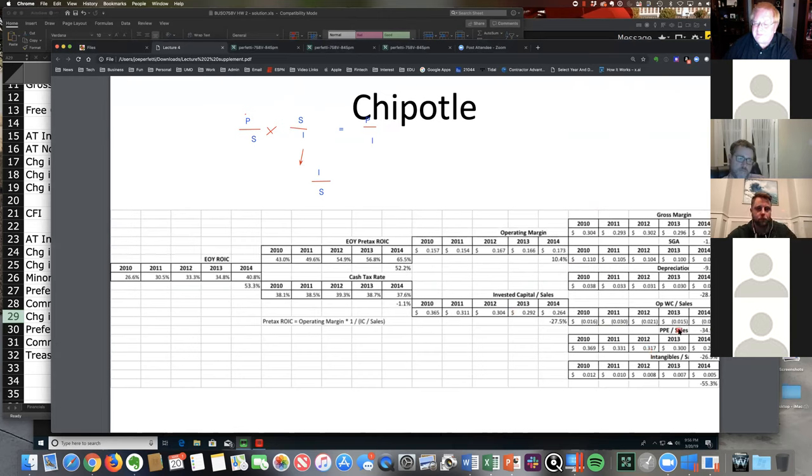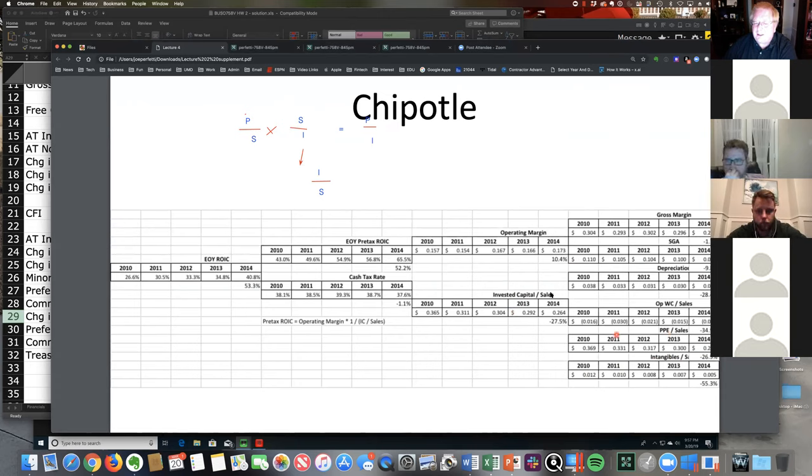PP&E to sales, 37 cents to 26.9. They're spending 10 cents less on their facilities. This is where the dramatic improvement came from. And goodwill and intangibles, they basically didn't do any acquisitions. So almost all the improvement in productivity is right here in PP&E to sales, the 36.9 to 26.9.